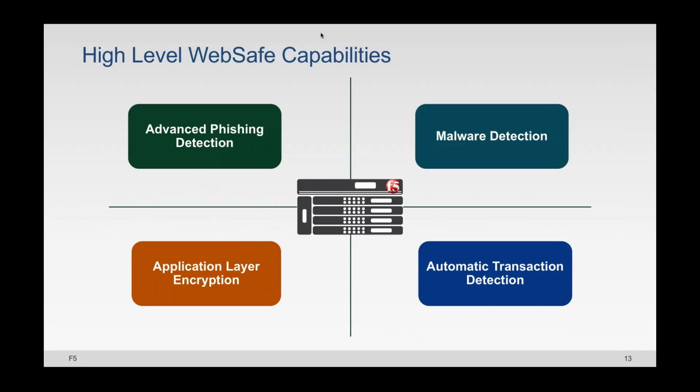So WebSafe comprises 4 key components, and the 4 key components are there to address threats we see today as being very prevalent in techniques used in modern malware and modern digital fraud attacks. And I'm going to step through each one in a little more detail. WebSafe is available: you can either buy the individual modules you see here, so advanced phishing detection, malware detection, application layer encryption, or automated transaction detection, or you can buy it as a bundle comprising all of those different components.